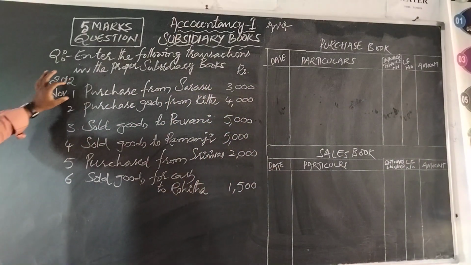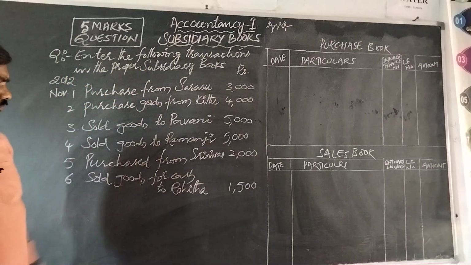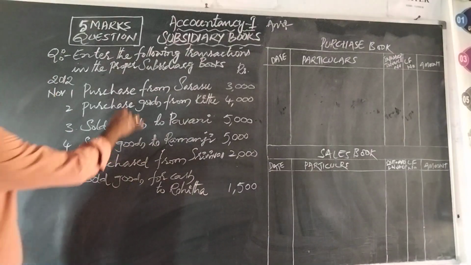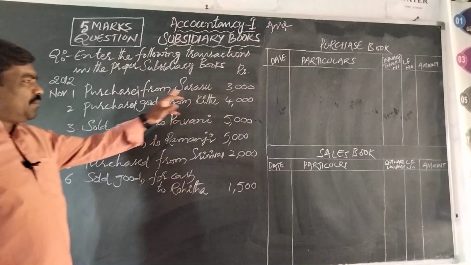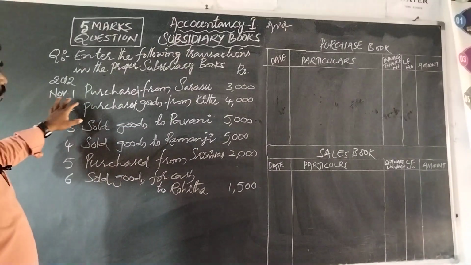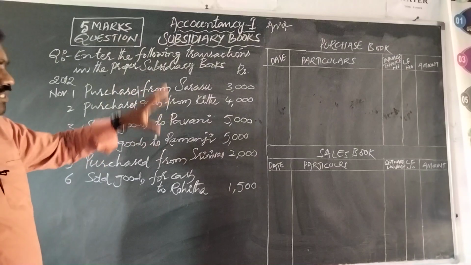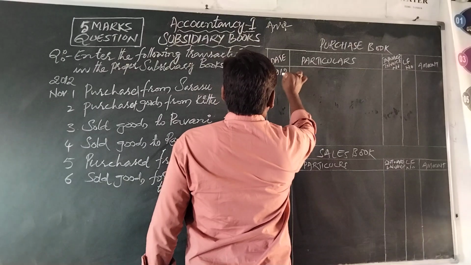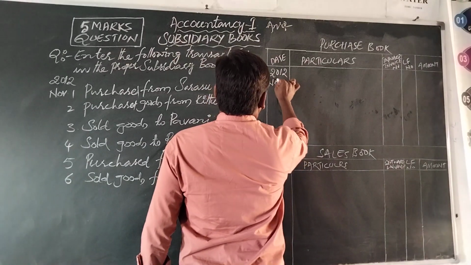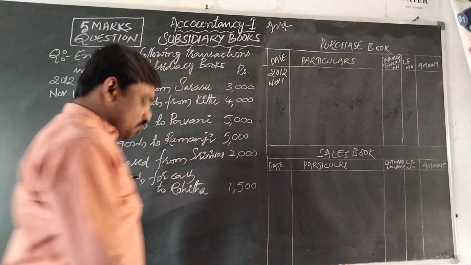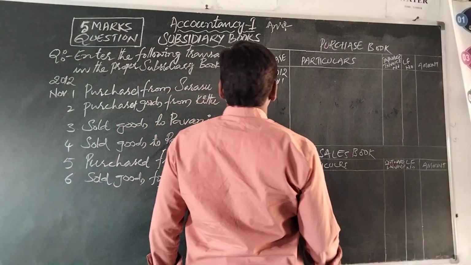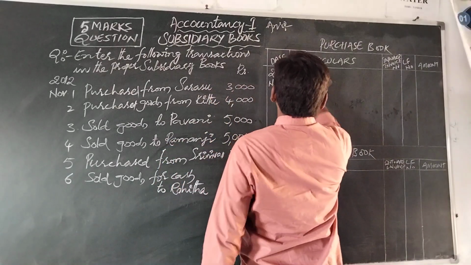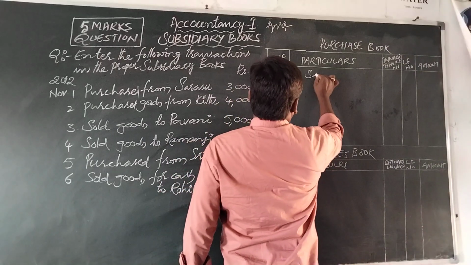Right, see here, on 2012 November 1st purchased goods from Sarasu. Make it as purchased from Sarasu. So on November 1 we purchased the goods. It is a credit transaction, so it comes in the purchase book. First in the date column you write the date 2012 November 1st. Here we must not use to or by, just write the name of the person in the particulars column, as you know already. Here in the particulars column you write Sarasu.